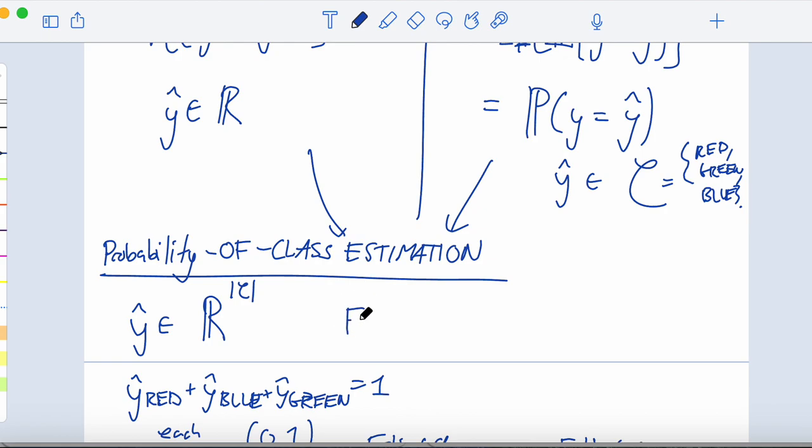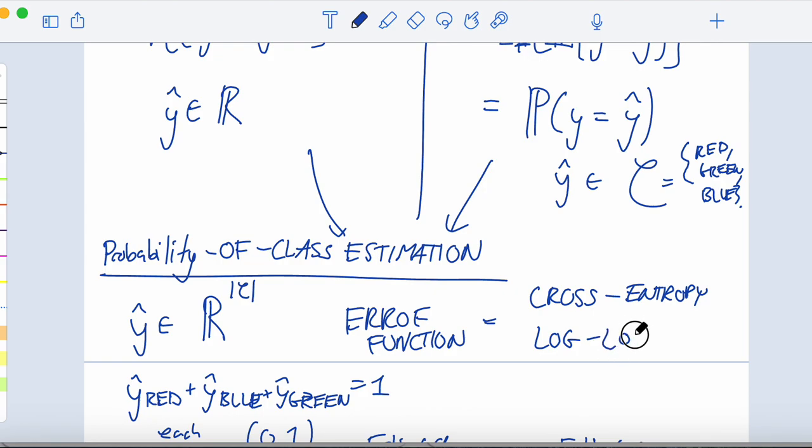And so the error function here is equal to the cross entropy, which is the same as a certain log loss.